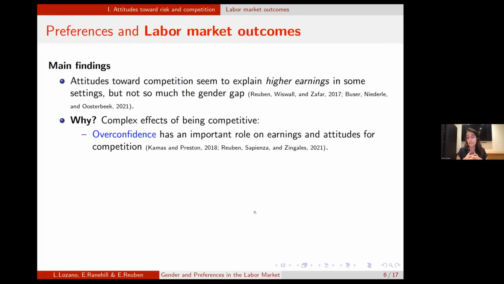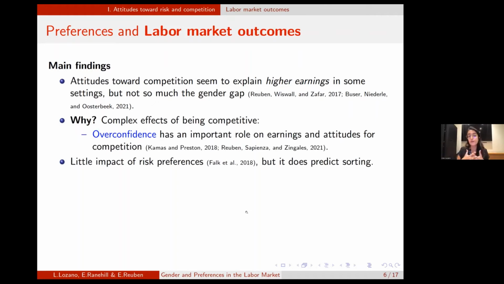One of the reasons why this is the case is because overconfidence also seems to have a very strong role on earnings in the first place and on attitudes towards competition. So it's not so clear which part of the preference for competition is due only to this pure taste for competition itself and gender differences on this, or some part of it is also captured by just differences in overconfidence. We also know that there is little impact of risk preferences on the gender gap. Of course, there is a long history of research also showing that risk preferences explain earnings and labor market outcomes, but when it comes to the gender gap, it seems that this effect is not so strong, but it does predict very well sorting into certain sectors, such as, for instance, self-employment type of decisions that assume high levels of risk.